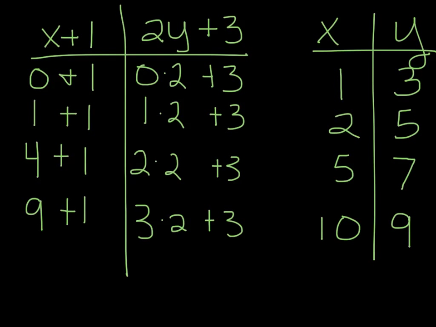So those are going to be the points that we plot. And we'll plot them here. So 1, 3 right there. And 2, 5 here. And 5, 7. Here, and 10, 9 is going to be here. So we know this is our endpoint. We aren't going to go any further than this, but it's going to go out that way.